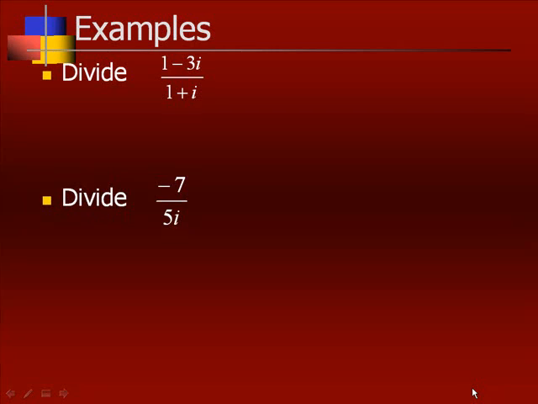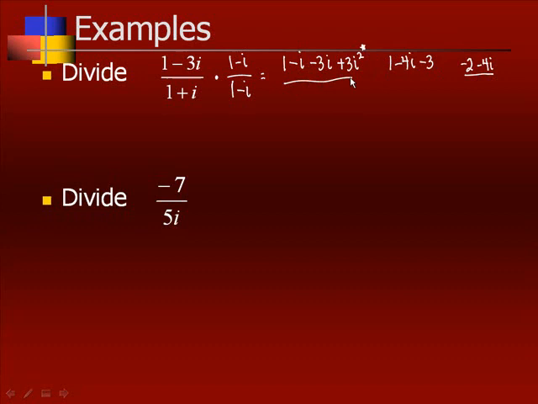Okay, let's do another one. 1 minus 3I over 1 plus I. Conjugate of the denominator would be 1 minus I. Up in the numerator, FOIL it out. First two, 1, outer two minus I, inner two minus 3I, and last two would be plus 3I squared, which would be 1 minus 4I. If I squared is negative 1, that's going to make that a negative 3. So we get negative 2 minus 4I in the numerator.